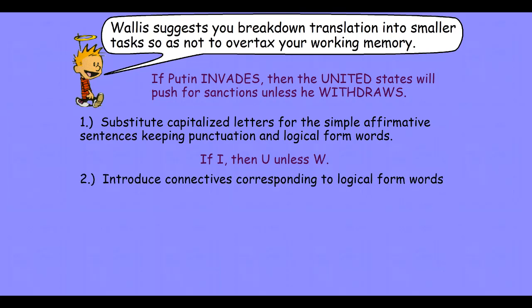Next, we introduce connectives that correspond to those logical form words. So if then introduces a horseshoe, unless introduces a wedge. So now we get I, horseshoe, U, wedge, W.